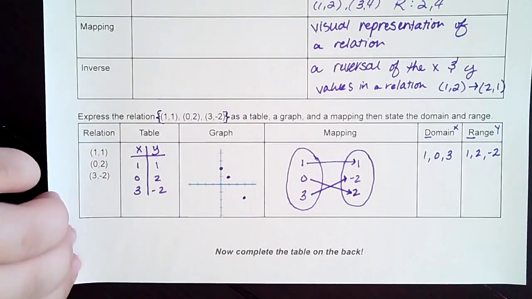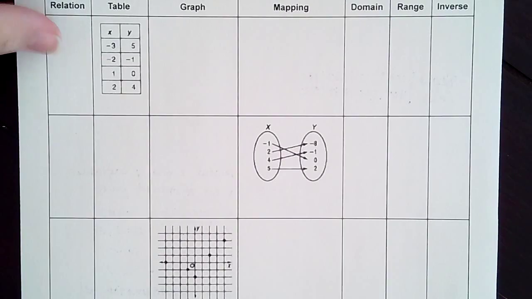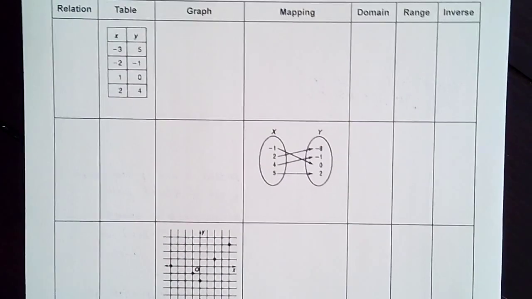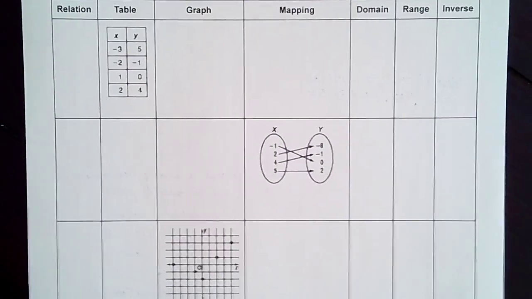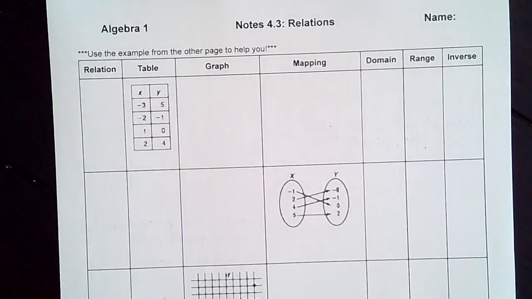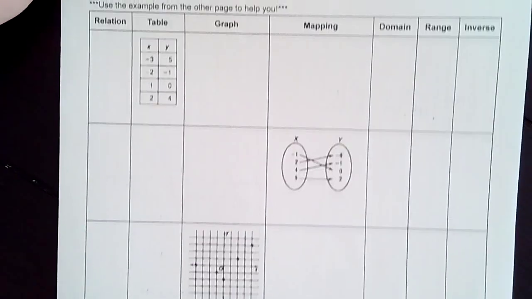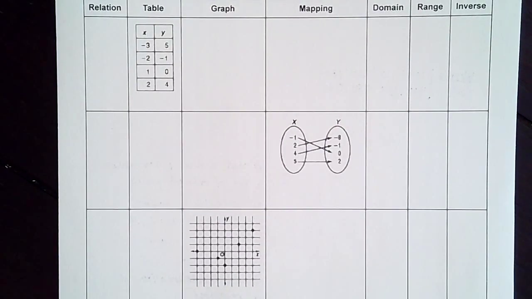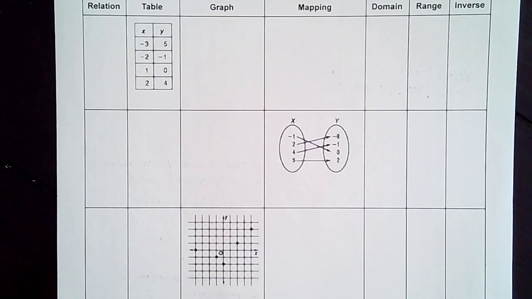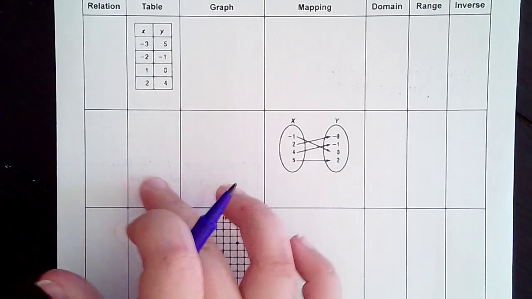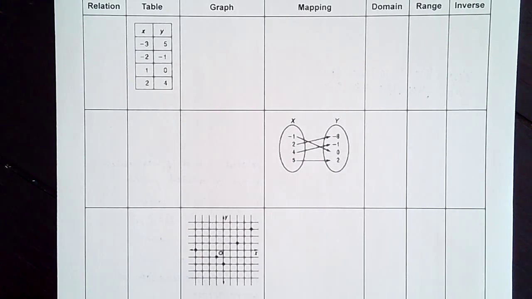All right, let's go to the back and complete that table. So this is a much bigger table, and all this basically says, let's move this out a little bit for you. There we go. Use the example from the other page to help you. If you need to flip back and forth or go back in the video to fill this out, that's okay. But as you'll see, each row has one item filled out. This one has a table, this has a map, and this has a graph. Using that one piece of information, we have to fill in the 6 other missing pieces.